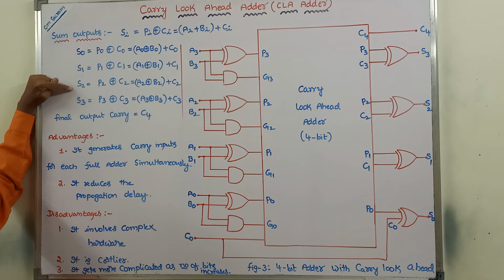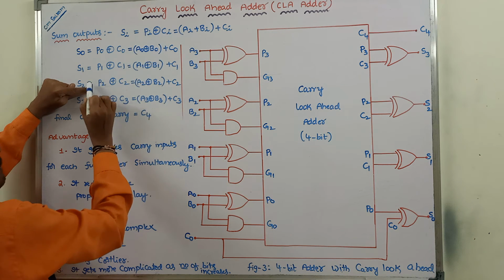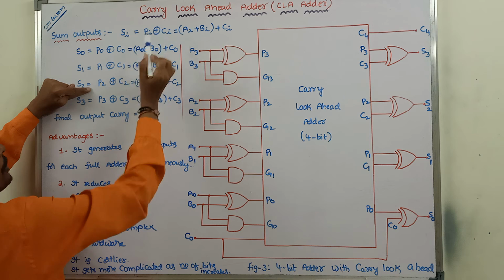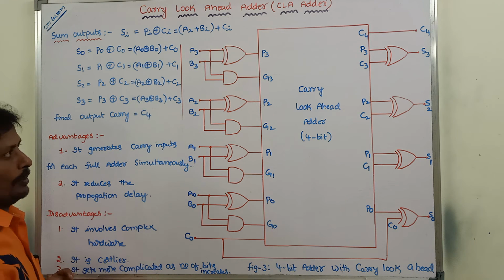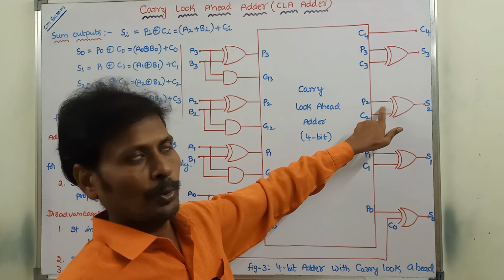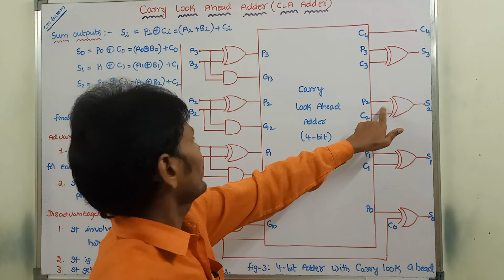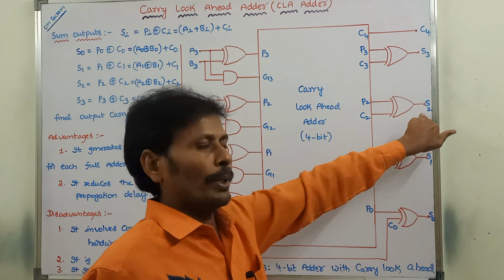S2 is equal to, substituting i value 2, it becomes P2. Substituting i value 2, it becomes C2. P2 exclusive OR C2. Here P2 and C2 are applied to a two-input exclusive OR gate. Then P2 exclusive OR C2 is nothing but the S2 output.